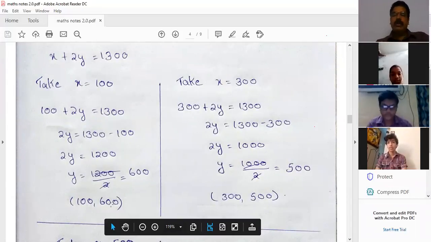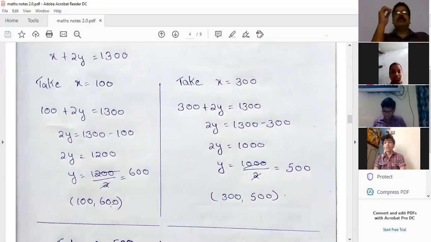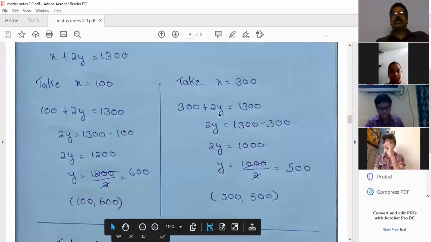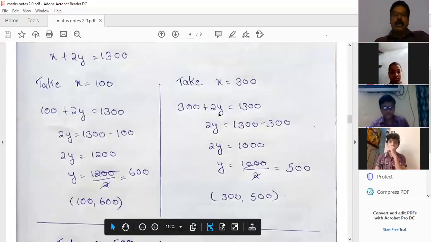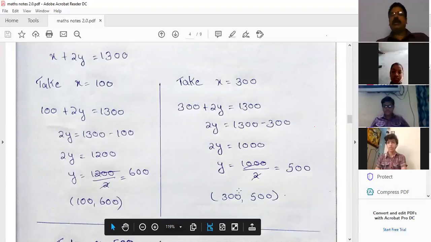Why I took 100, everyone understands, because the number is more: x plus 2y equal to 1300 is there. Now I can change my scale also, in hundreds only. Now I took the second value, x equal to 300. 300 plus 2y equal to 1300. Now transpose 300 to the RHS: 2y equal to 1300 minus 300, 2y equal to 1000, y equal to 1000 by 2, 500. So my second solution is 300, 500.